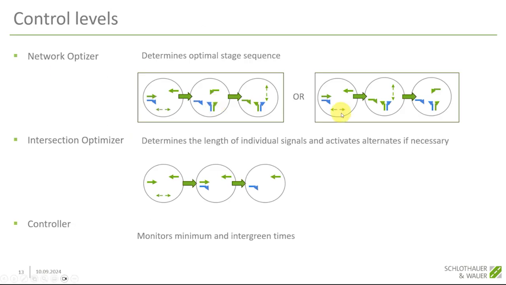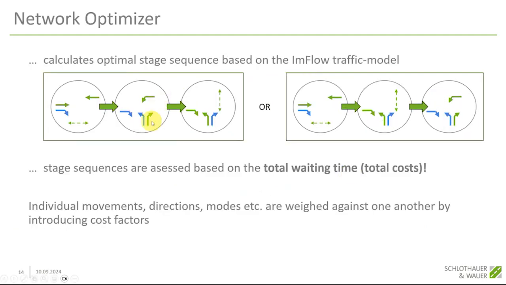Now that we understand how these stages work, let's take another look, or understand one more time, what do the network optimizers, intersection optimizers do. So the network optimizer is deciding the stage sequence, as we said, and the intersection optimizer is deciding the signals in between. And then there's the third control level: network optimizer, intersection optimizer, and controller. The controller itself basically is just there to monitor minimum and intergreen times, so make sure that the safety measures are in place. So how does the network optimizer actually decide between these 2 stage sequences?